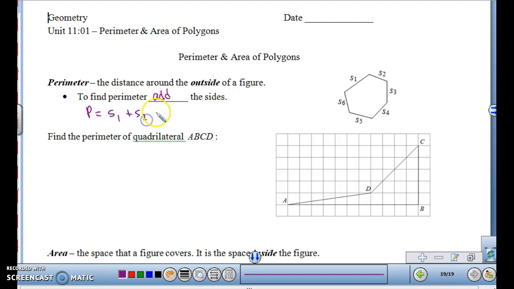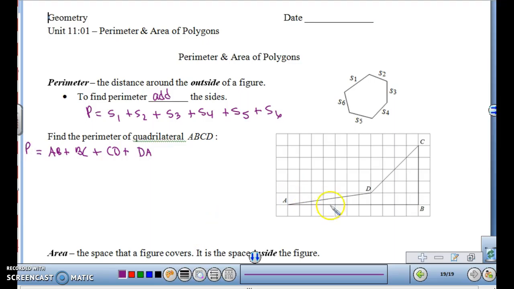So for this polygon, we would add S1 plus S2 plus S3 plus S4 plus S5 plus S6 to get the perimeter. All of the units would be the same, we just add up the outsides. Now, to find the perimeter of quadrilateral ABCD, we'd add all the sides of the quadrilateral: AB plus BC plus CD plus DA would be my perimeter.